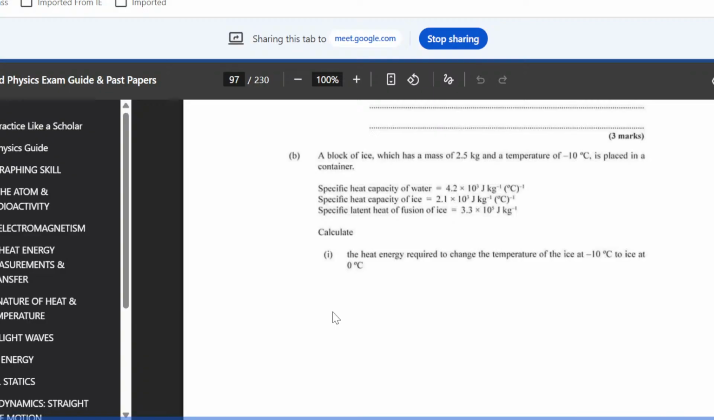They gave you the specific heat capacity of water, specific heat capacity of ice, and latent heat of fusion of ice. Calculate the heat energy required to change the temperature of the ice at minus 10 degrees to ice at 0. So what would be the equation for this one?